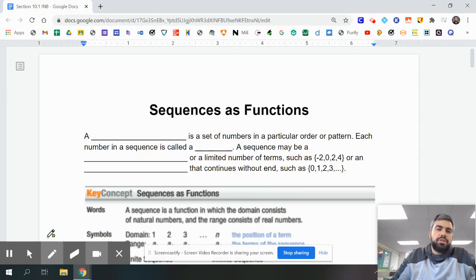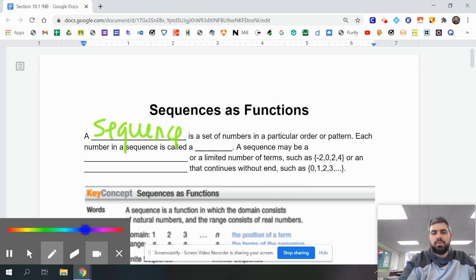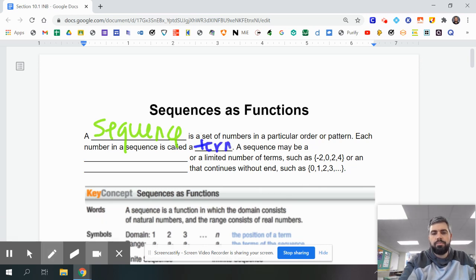So today we're going to be starting chapter 10. And the first section in chapter 10 is sequences as functions. So what is a sequence? Well, a sequence is a set of numbers in some sort of order or pattern, right? And every number in a sequence has a special name. We call it a term.